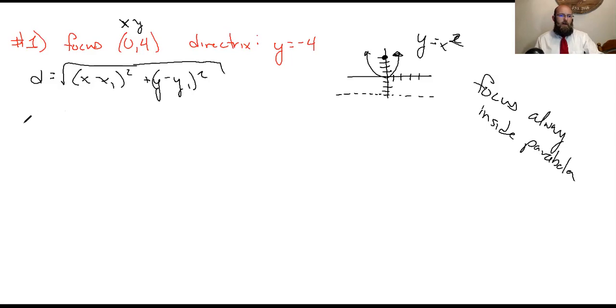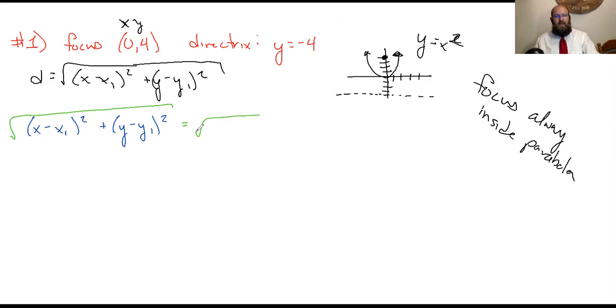Okay, so I have x minus x1 squared plus y minus y1 squared. And that's going to equal the same thing, right? And there's a square root over all of this, but that square root's going to cancel, so that's sweet. X minus x1 squared plus y minus y1 squared. Now over here on the right, this one's going to come from my directrix. And the one on the left is going to come from my focus.